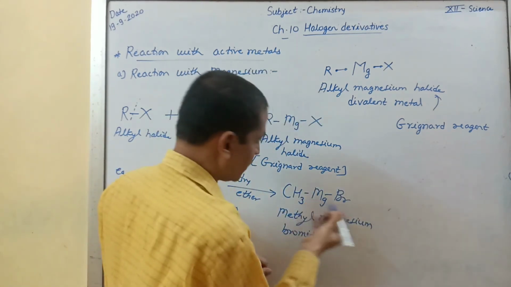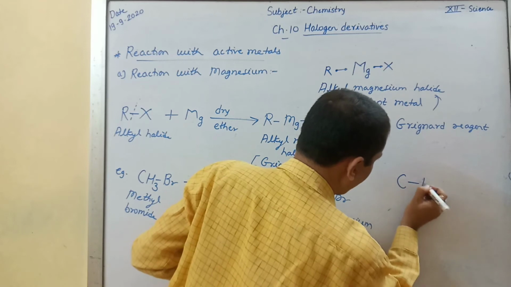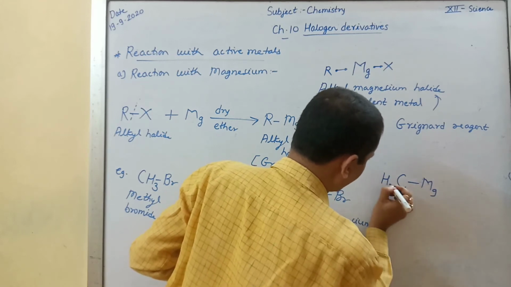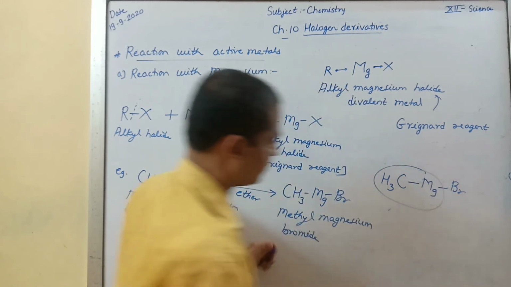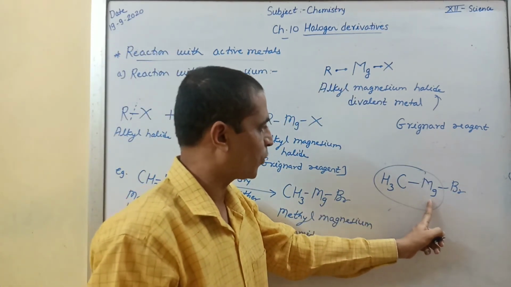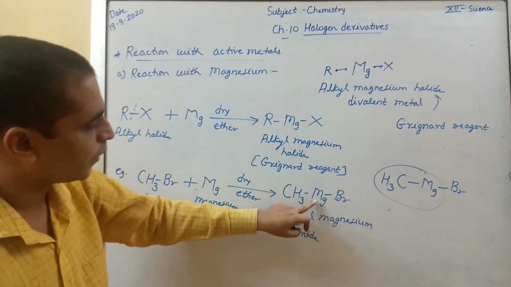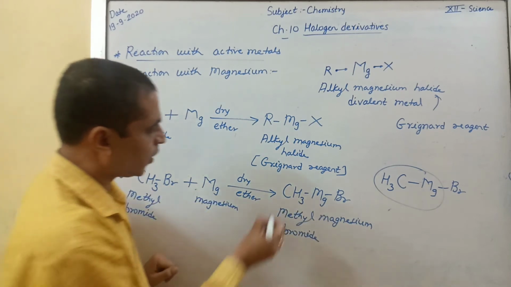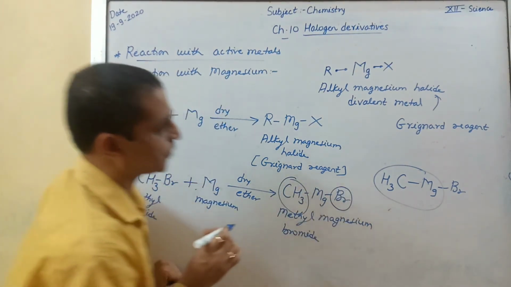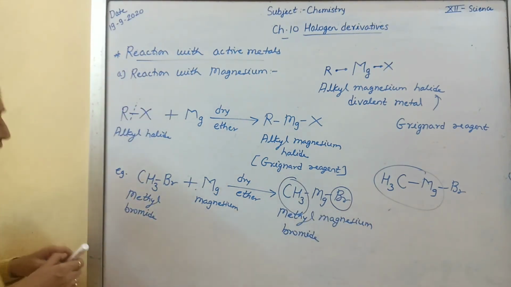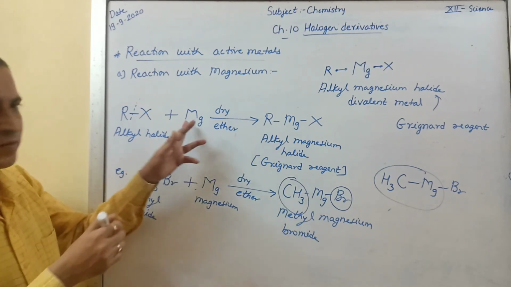Now here what is given? See, it involves a C-Mg bond. This bond is called as what? Organometallic bond. So, Grignard reagent is an organometallic compound in which divalent magnesium metal is attached to alkyl group as well as to halogen atom. So, that is called as Grignard reagent.